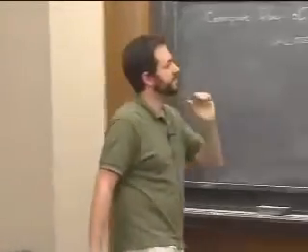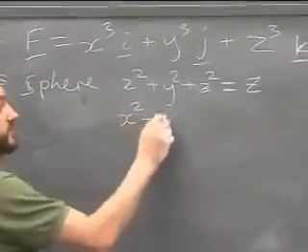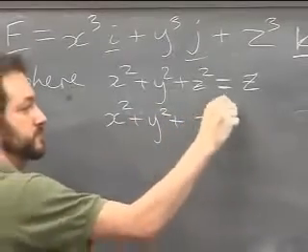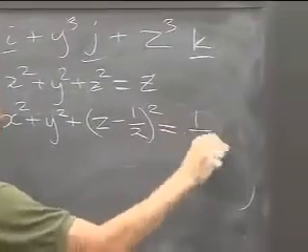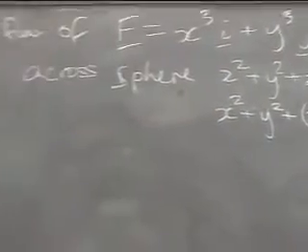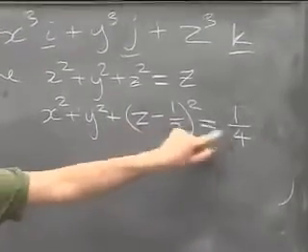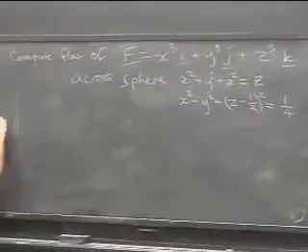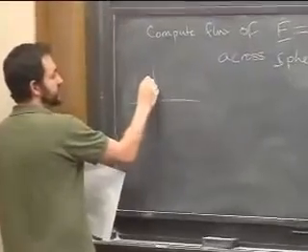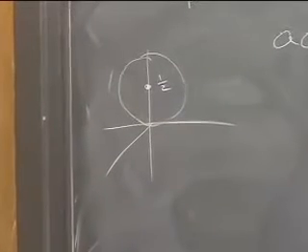Now, here's the deal. This is a sphere. If you can't see it, you just complete the square like this. I've done that sort of in my head, but if you expand it out, you can see you get z squared minus z plus a quarter. The quarters will cancel out, and the minus z comes on the other side. So this is a sphere that is radius a half, centered at 0, 0, a half. Okay, that's the sphere, radius a half.